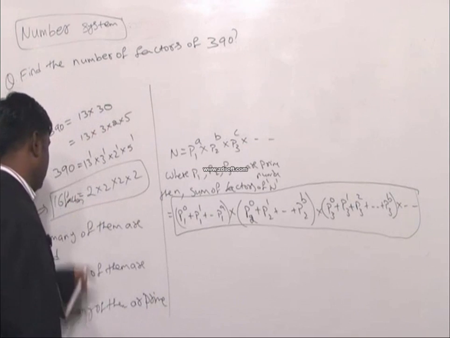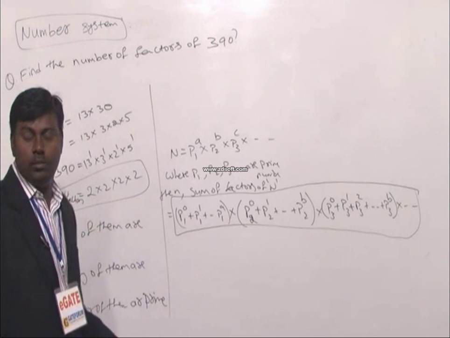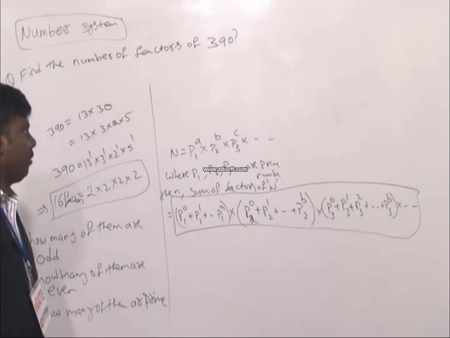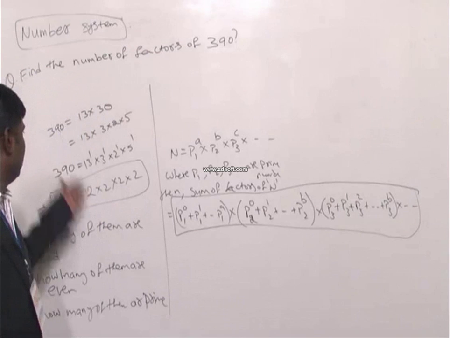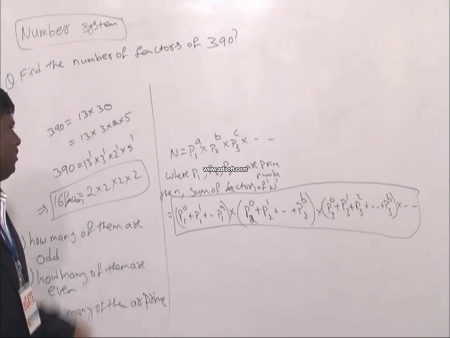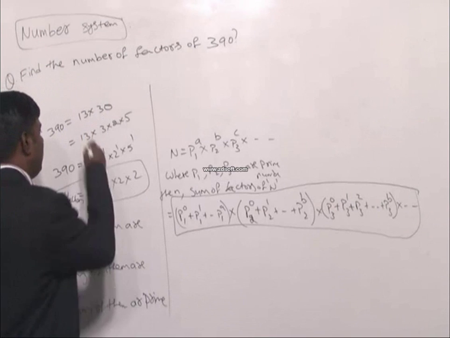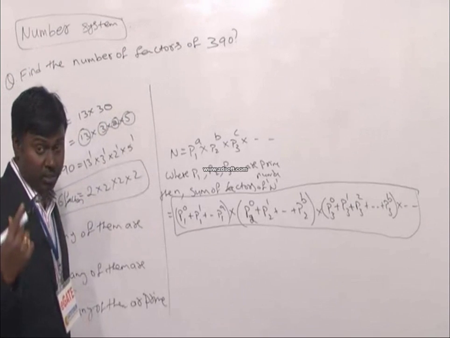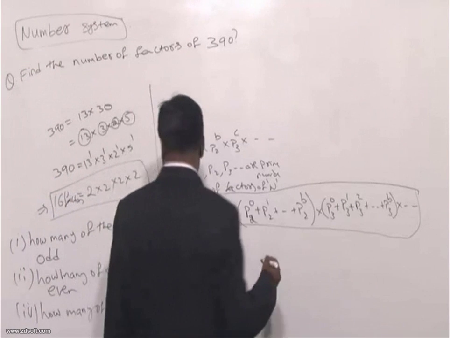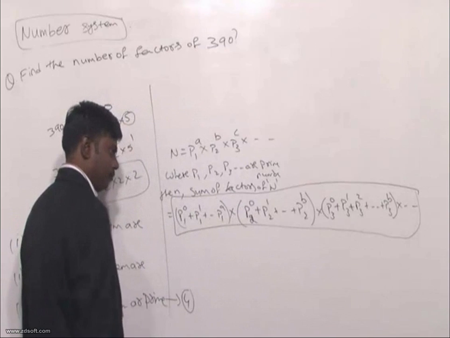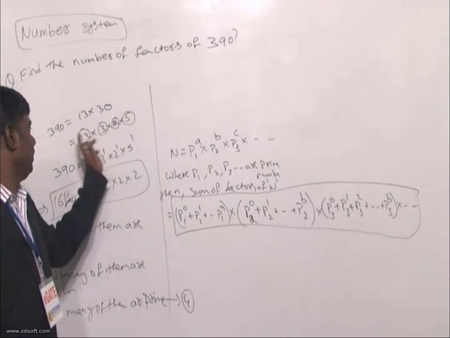Okay. Now how many of them are prime? You have got this 16 number through prime factorization as such, right? So how many of them are prime? Only these are the prime numbers. Any other combination will give you a composite number, right? So the answer for this is 4: 2, 3, 5, 13.